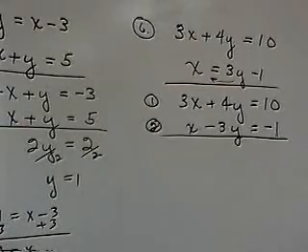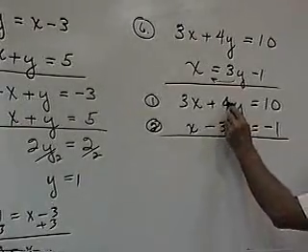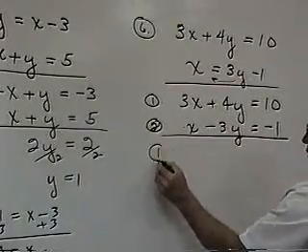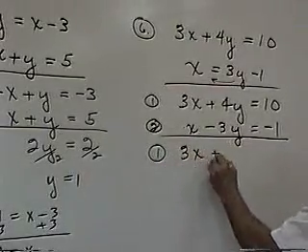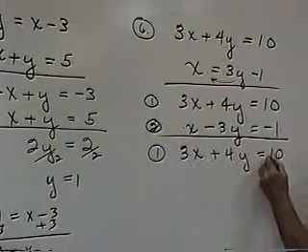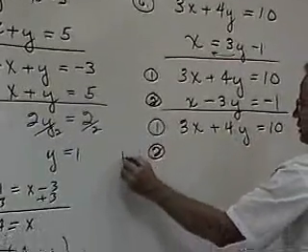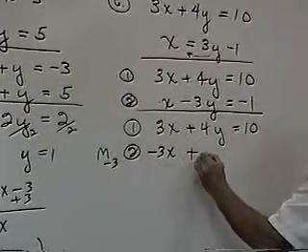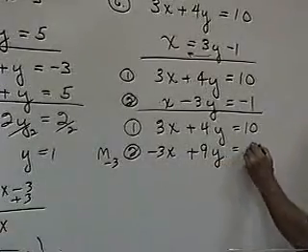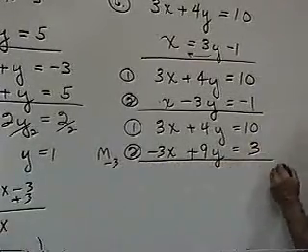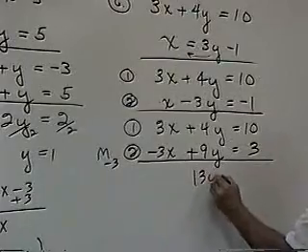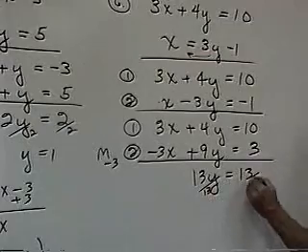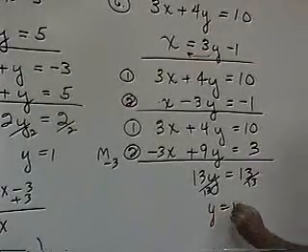So let's see. Instead of having to multiply the top by 3 and the bottom by 4, all we have to do is multiply this one by 3. So we'll write the first equation down. And we're going to multiply the second equation by minus 3. So minus 3 plus 9 plus 3. Okay, and adding these, we get 13y is equal to 13. Dividing both sides by 13, we get y is equal to 1.